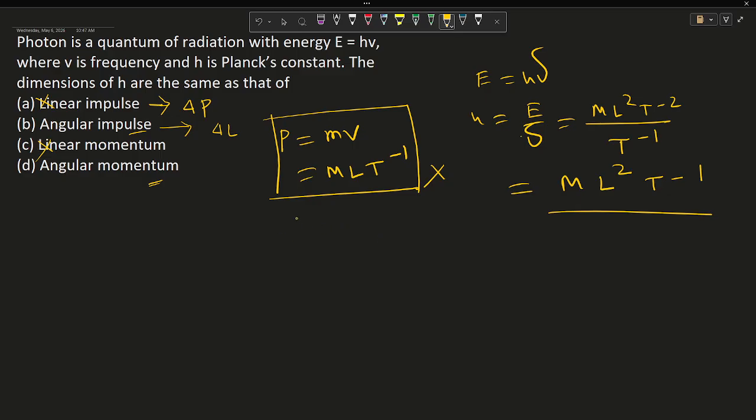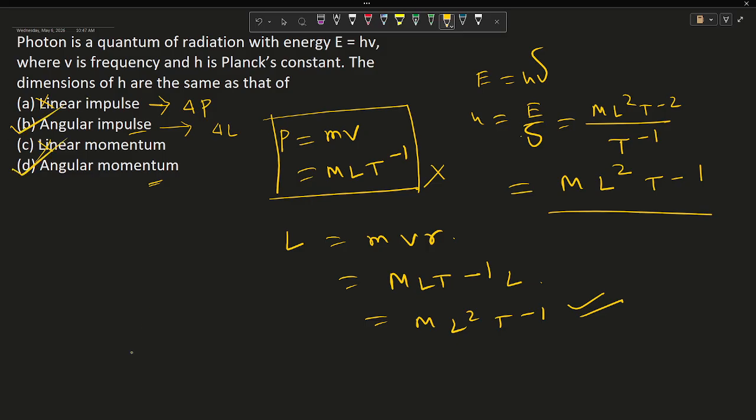Now if we check angular momentum, then it is mvr. So m l t to the power minus 1, and r is l, so it will be m l square t to the power minus 1. This is the same as Planck constant, so it is possible. Then the right answer is option B and option D.